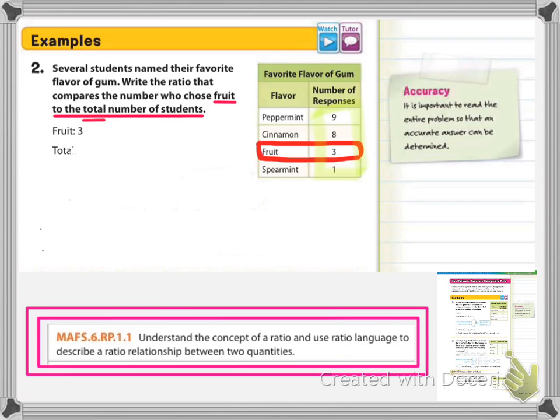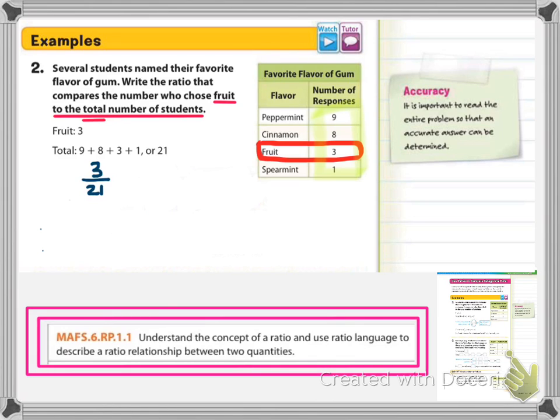So we would be doing 9 plus 8 plus 3 plus 1, and when you add them all together, you get 21. So now, since it's asking us for the fruit to the total number, we write our ratio. We know that the number of students that like fruit is 3. The total number is 21. But now you have to simplify this.